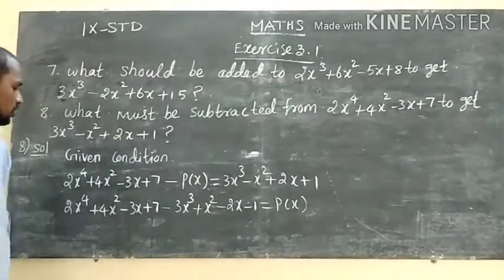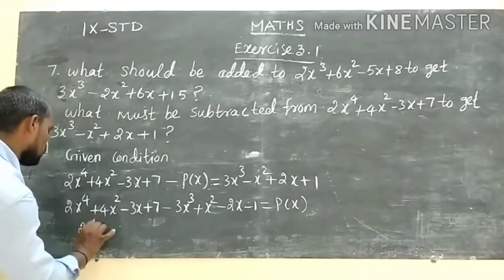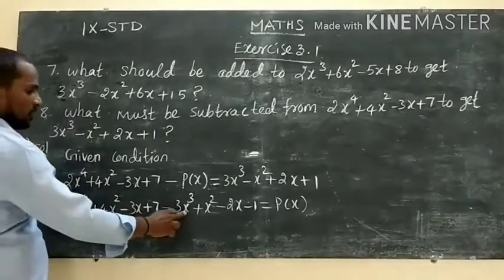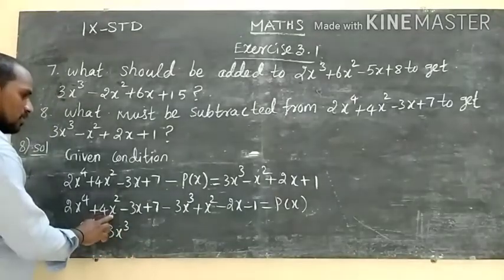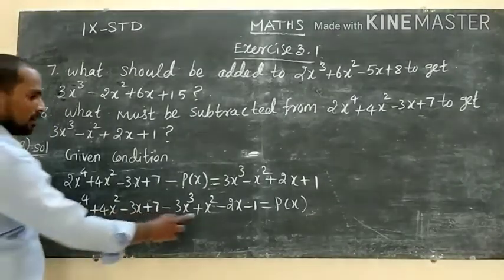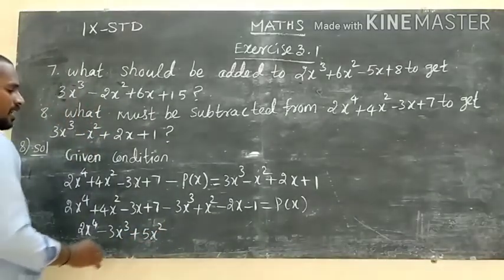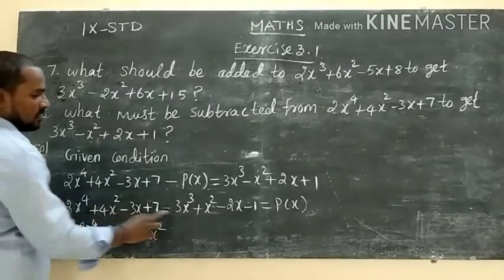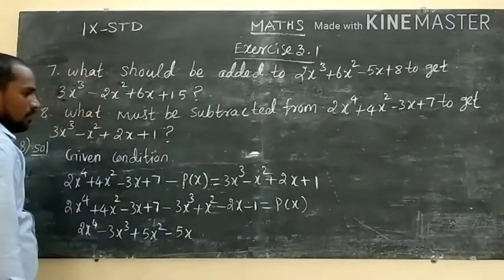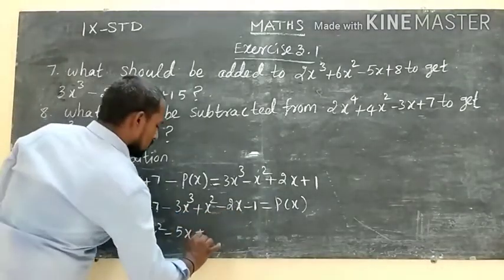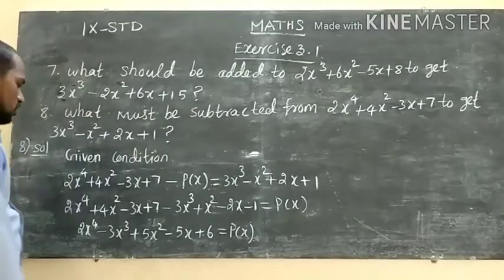Then comparing the like terms: x power 4, then x power 3 value. This is minus 3x power 3. Then the square value: this is 4x square, this is plus x square, totally 5x square. Then the x value: this is minus 3x, here minus 2x, totally minus 5x. Then 7 minus 1 is plus 6, equal to p of x. Okay, that's the answer.